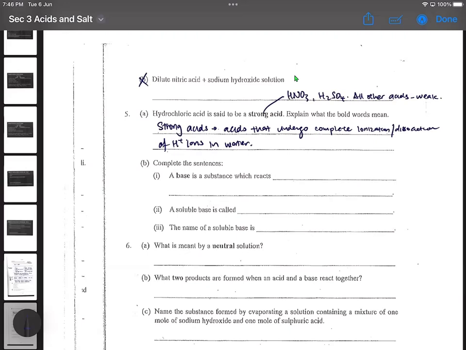Okay, next, a base is a substance that reacts with acid to form salt and water. Soluble bases, we call them alkalis. So alkalis normally are in the form of a soluble metal hydroxide.